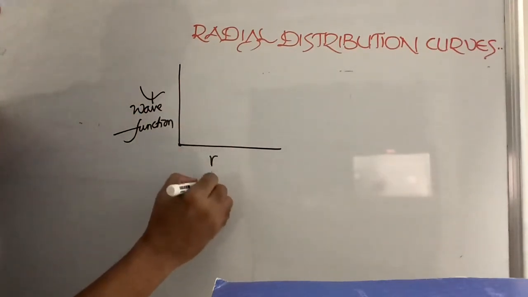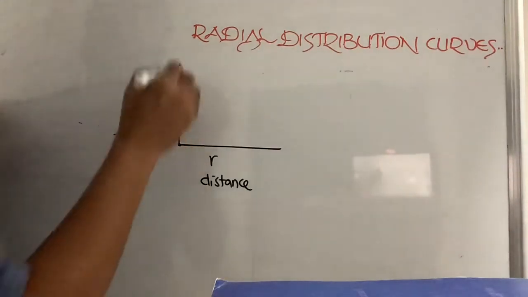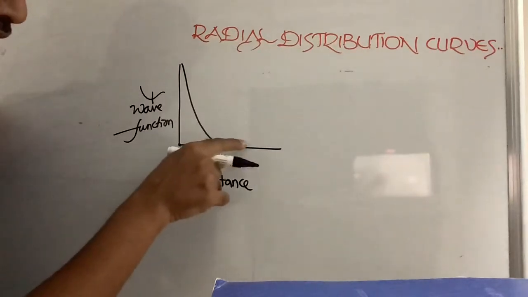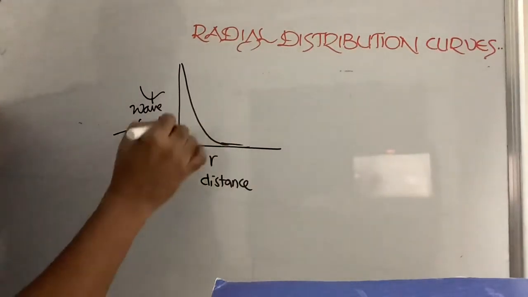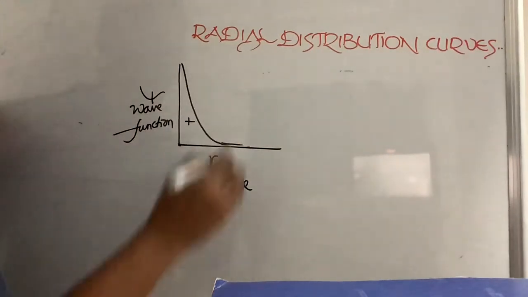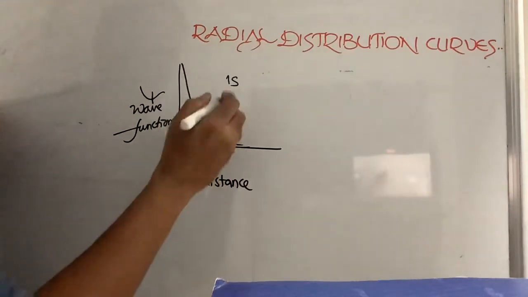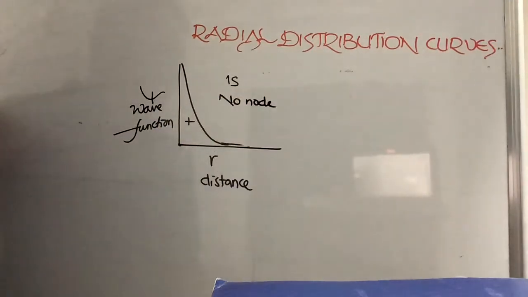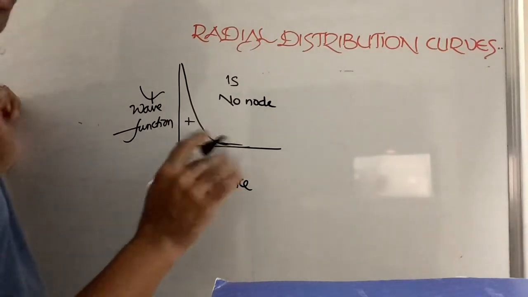It is distance, at what distance the probability of finding electron will be there. It will be like this. There should be some gap, and some plus sign here. This is for 1s orbital. It is not touching. There is no node. Node is the place where the probability of finding electron is 0. Here no node is there.